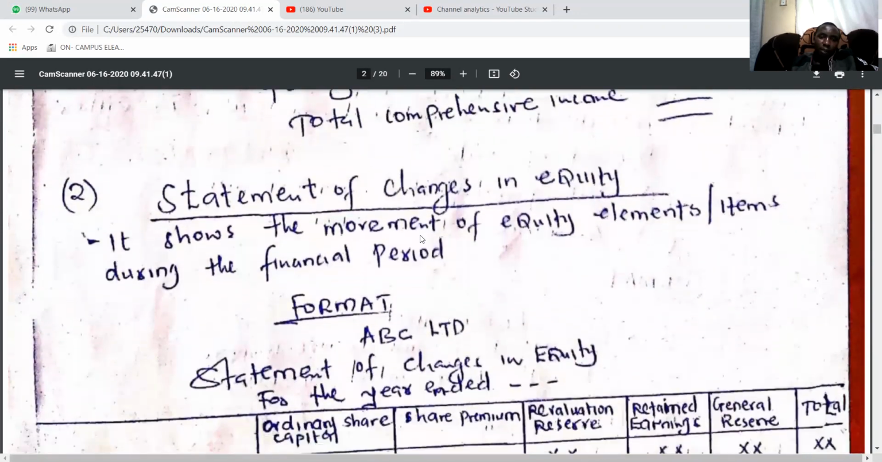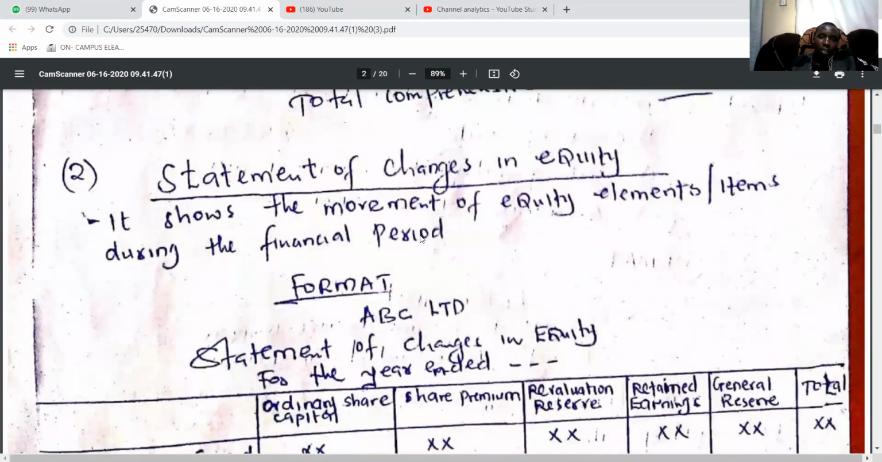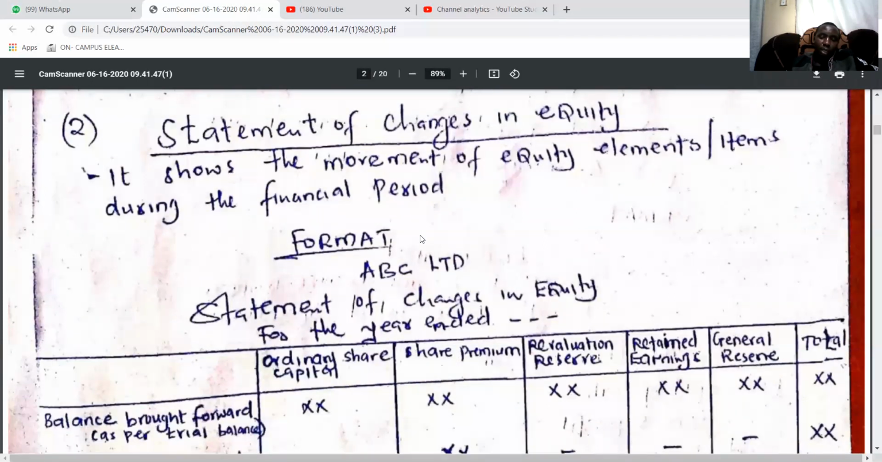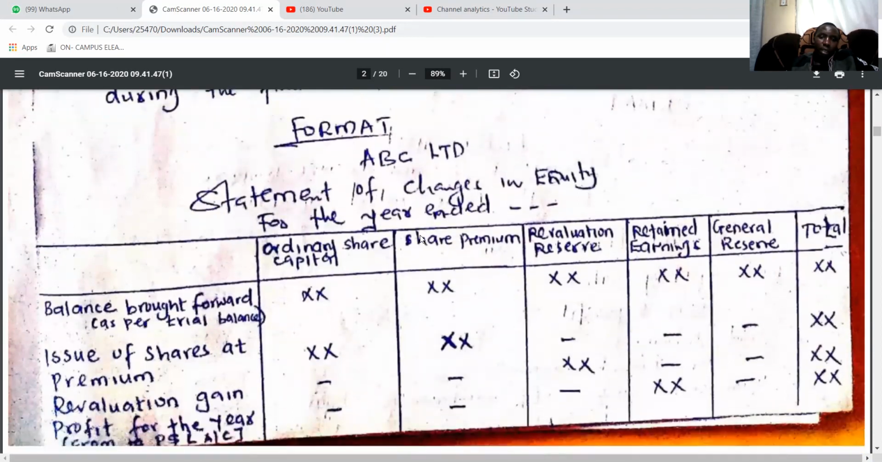So then we have a statement of changes in equity. I think I asked this one, what does it pertain? One of our students told us that it contains ordinary share capital, share premium, reserves, and retained earnings. So you list them the way I've listed in this format. Then the thing you start with is the balance brought down. So the balances you are given as per the trial balance. So this is the first thing you do.